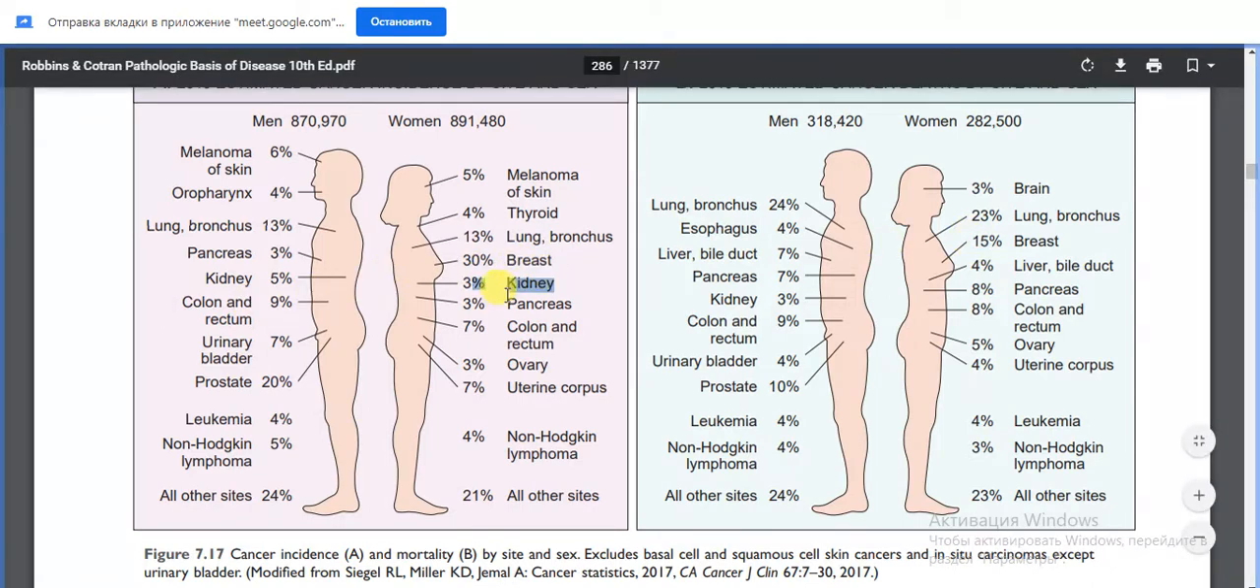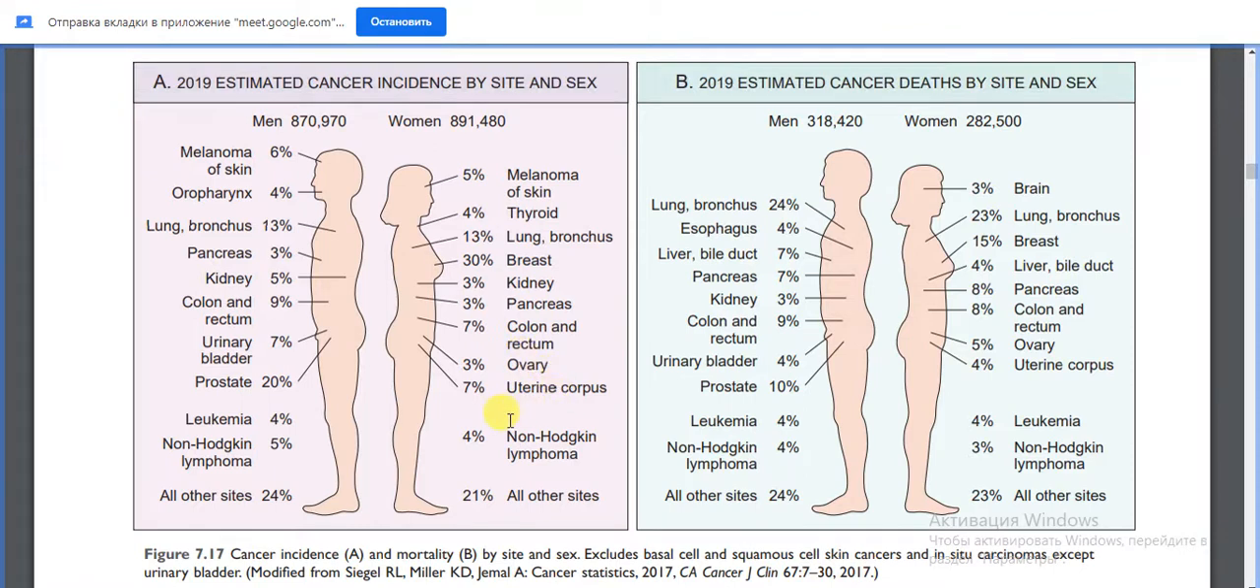Kidney cancer, pancreas, same as in males and females. Ovary, uterine corpus are also common locations of tumors, but not so common. You see, mortality of ovarian and uterine corpus is less. Ovarian is more, but uterine corpus less, because ovaries don't hurt and it's hard to detect them. And we also have non-Hodgkin lymphoma and all other sites.